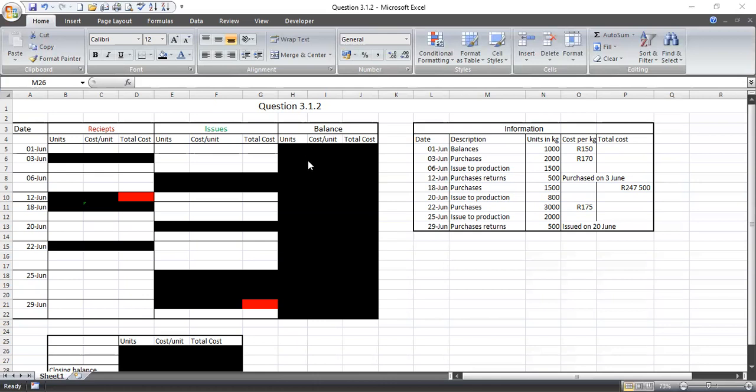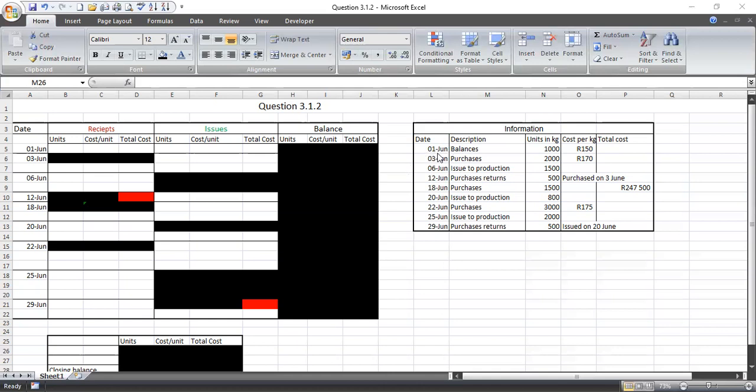And under balances, you enter the balance of inventory that is currently available at the warehouse after each transaction. So after you've recorded all your receipts and all your issues, what is the balance that is present at the warehouse? So we'll start straight away with the question.